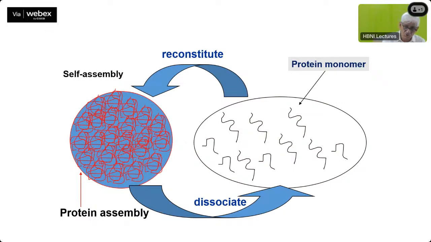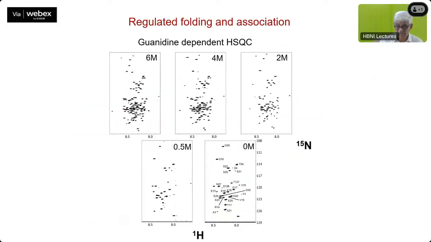Now we reconstitute this by stepwise, slowly changing the conditions. When you do that, you can monitor the association process of these individual monomers into this large assembly, and that is seen here. This is using guanidine hydrochloride. At 6 molar guanidine hydrochloride, you see all the 136 peaks. You go to 4 molar, and some things have gone. For example, this one has gone, and others have become weaker.